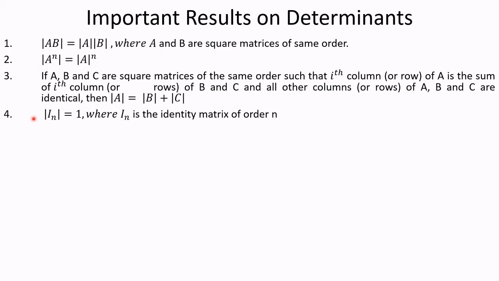Point number 4. Determinant In equals 1 when In is the identity matrix of order n. We have studied about the identity matrix in chapter number 3 on matrices. Then similarly, determinant On equals 0, where On is the zero matrix of order n.